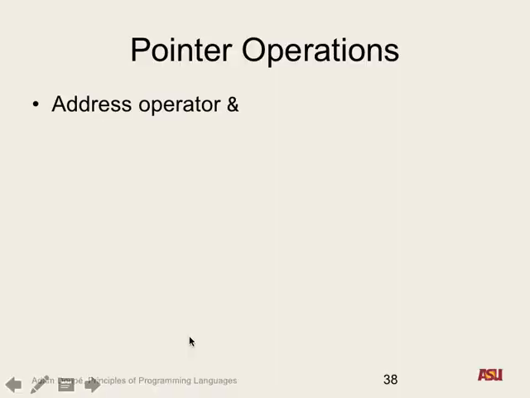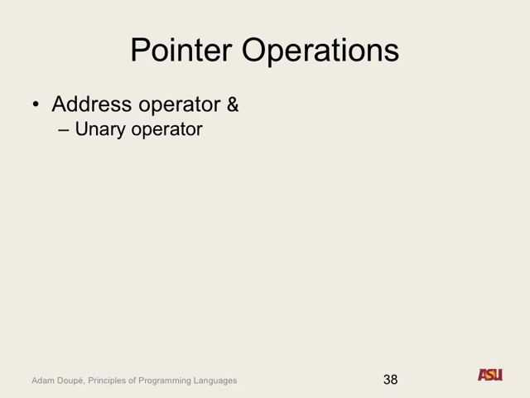All right, so the address operator. What kind of an operator is this? How many arguments does it take? Think of it like a function. One, just one, so it's a unary operator. What does it return? The address of whatever ID you give it.